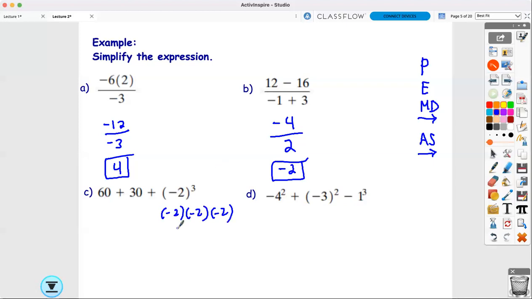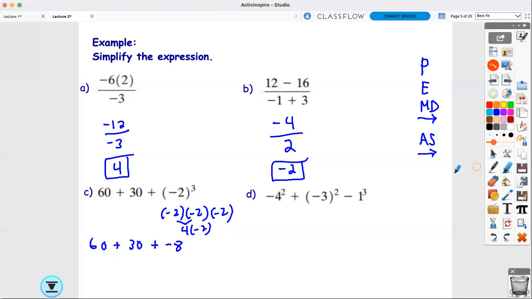Well, help me out, class. -2 times -2, two negatives make a +4. Can someone tell me what a +4 times a -2 is going to be? 4 times -2? -8, correct. So then we bring down the -8. And I'm going to go ahead and bring down everything else. I'm going to bring down the plus 30 plus 60.